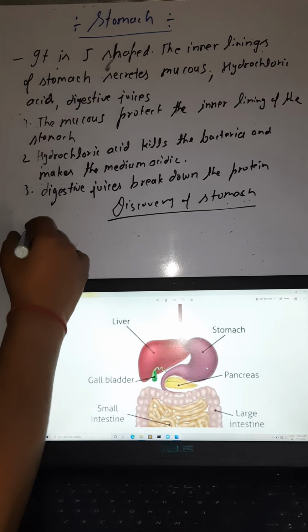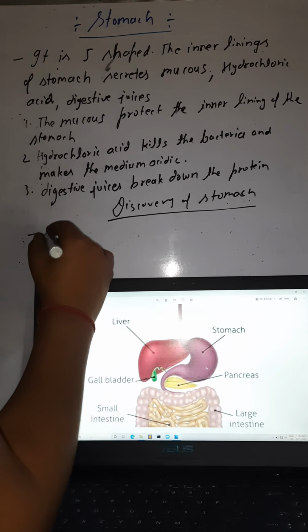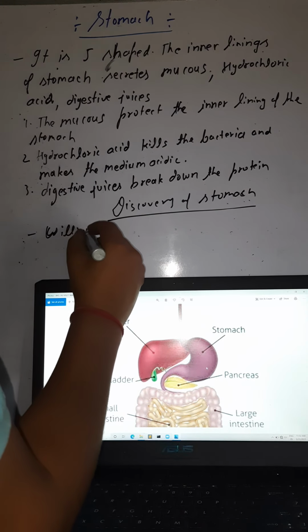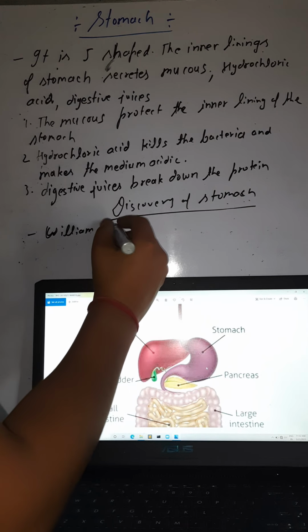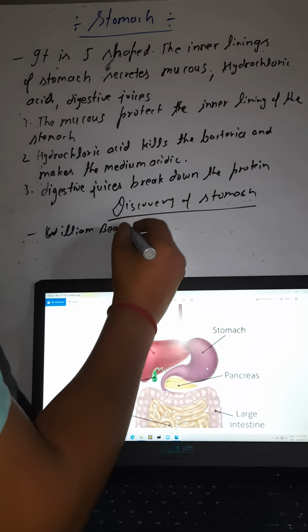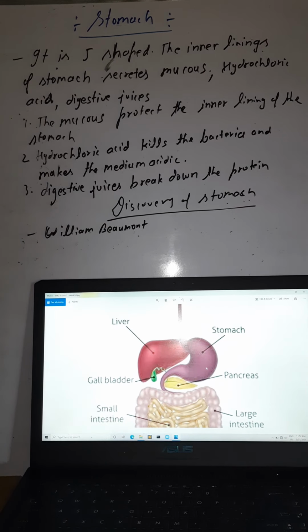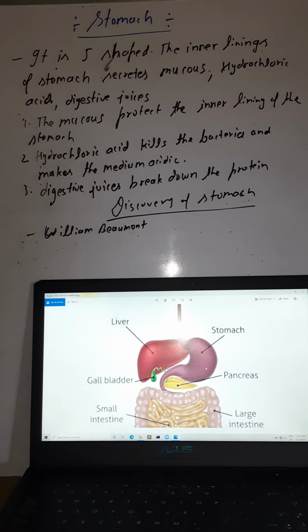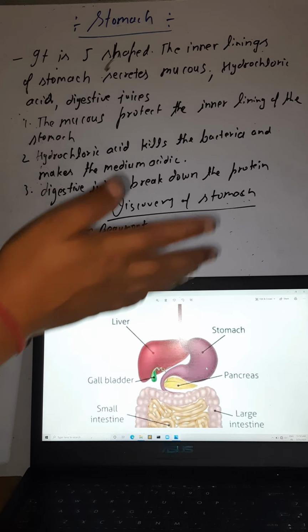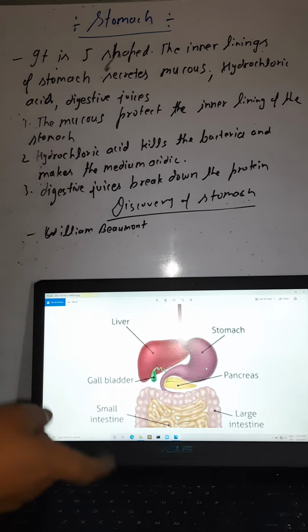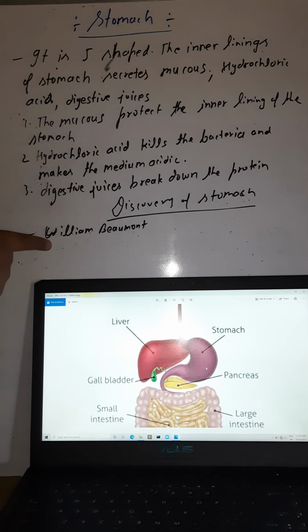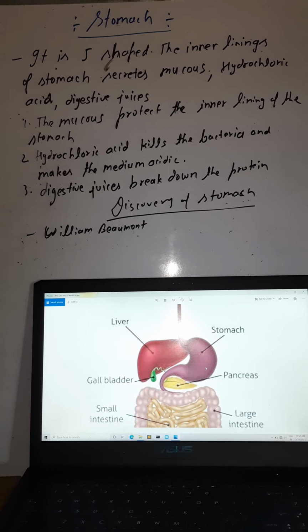So let me write the name of the person. William Beaumont, B-E-A-U-M-O-N-T. So this was the doctor. The person who was hit by the shotgun was brought to this doctor named William Beaumont.